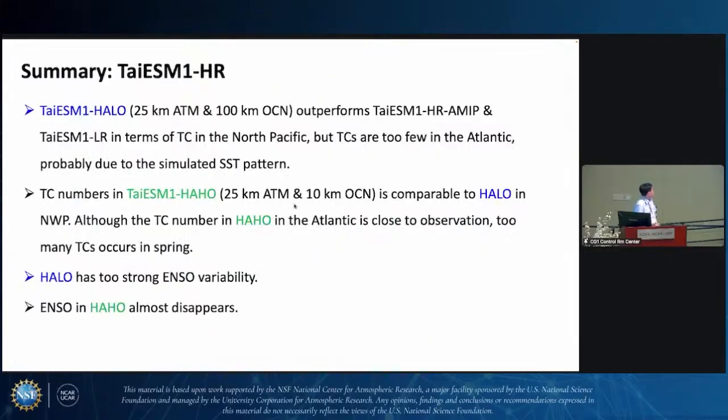So this is the summary: we try to establish the high-resolution atmosphere model using different resolutions of ocean, and using the high-resolution atmosphere model, we can reproduce pretty well the TC numbers and the tracks in the Northern Pacific. However, ENSO is too strong in the low resolution ocean model, but almost disappears in the high resolution ocean model. And we are still trying to figure out why that is.